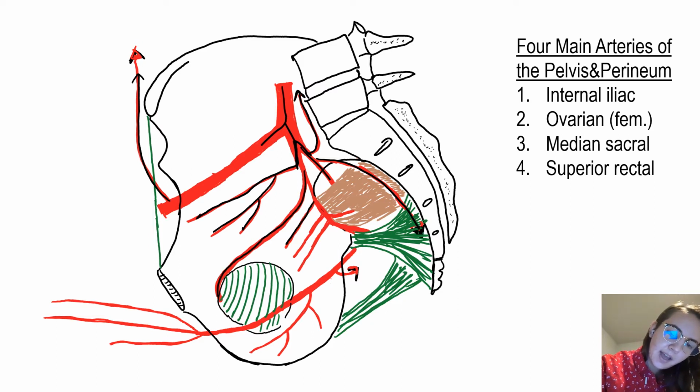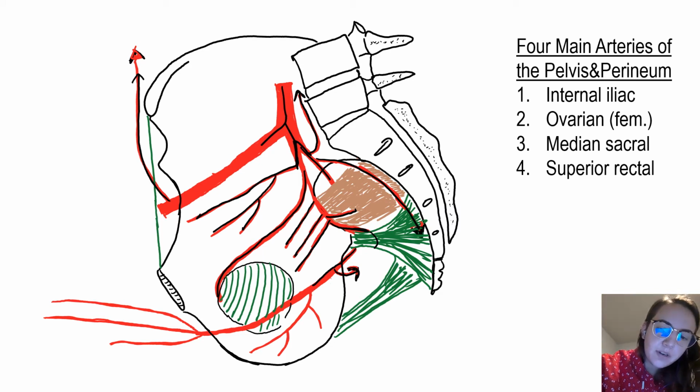In females, we have a uterine and a vaginal, and in males, we have the inferior vesicle. You have a middle rectal, as well as an inferior gluteal, which also exits out the greater sciatic foramen. Now looking at the pudendal, which is the largest supplier of the perineum, it exits out the greater sciatic foramen, wrapping around the sacrospinous ligament and through the lesser sciatic foramen to enter the perineum.